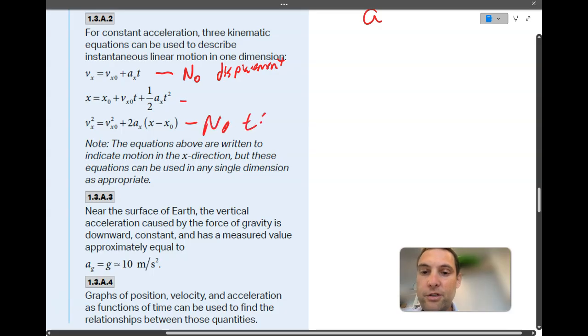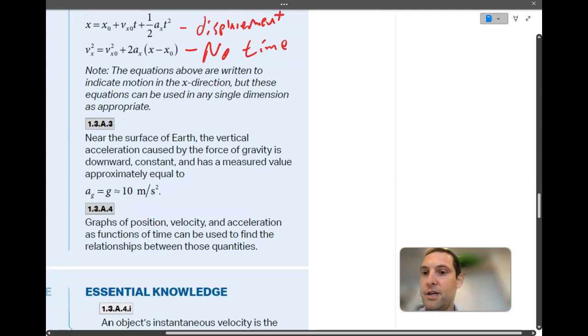There's our no time equation. And then this one is just called displacement, because it gives us displacement. Okay, so if you have the names of them memorized, and kind of what they look like, you can look at your equation sheet and say, oh, there's the no time one. It's Vf squared equals V naught squared. I almost forgot that, but I didn't.